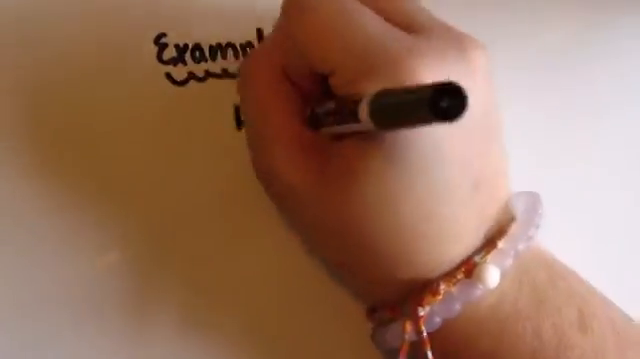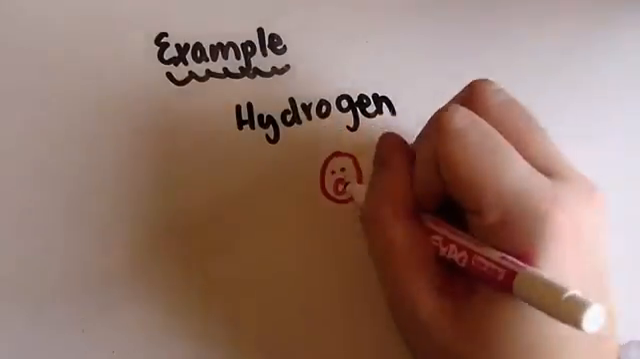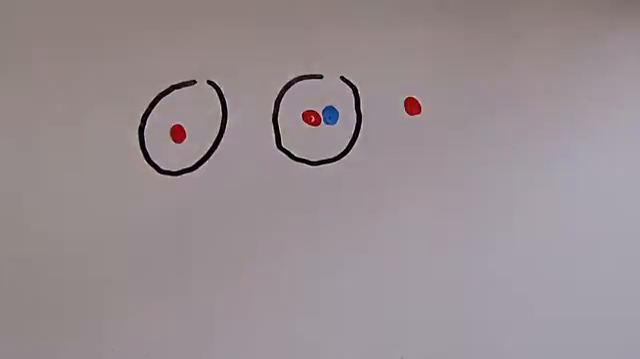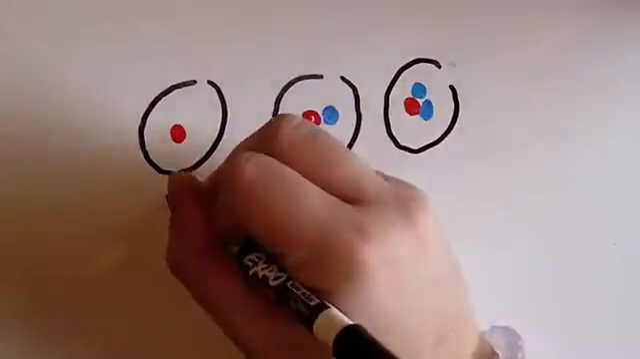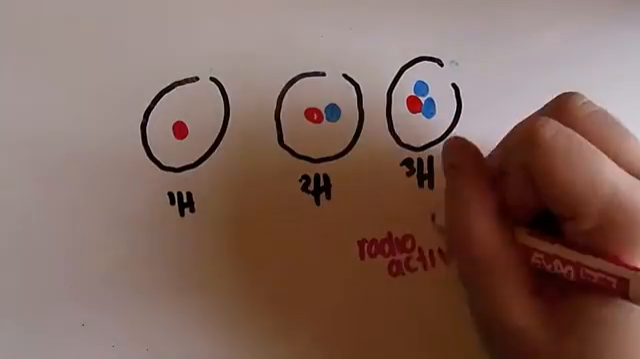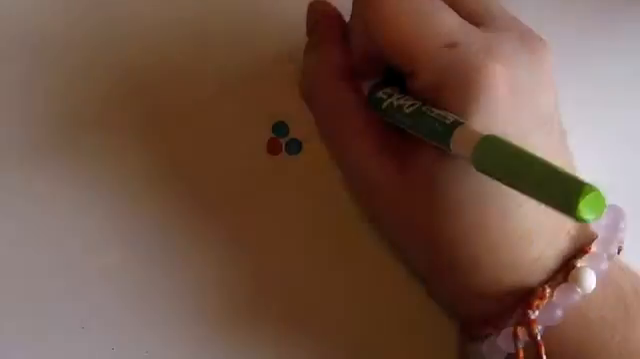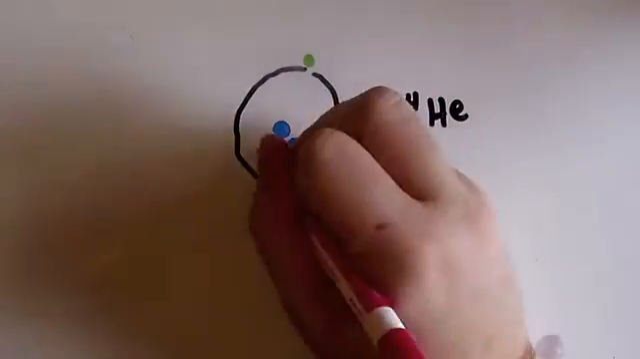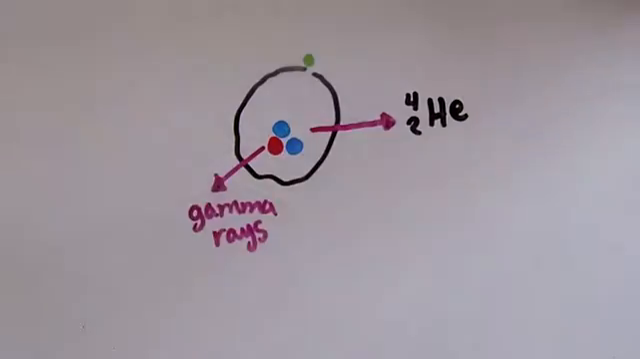Now for an example, we are going to use the first element on the periodic table, hydrogen. Hydrogen has 3 naturally occurring isotopes, protium and deuterium, and then tritium, which is radioactive. Tritium has 1 proton, 2 neutrons, and 1 electron. It releases energy in the form of beta particles and gamma rays. This decays into helium-3, which is non-radioactive.